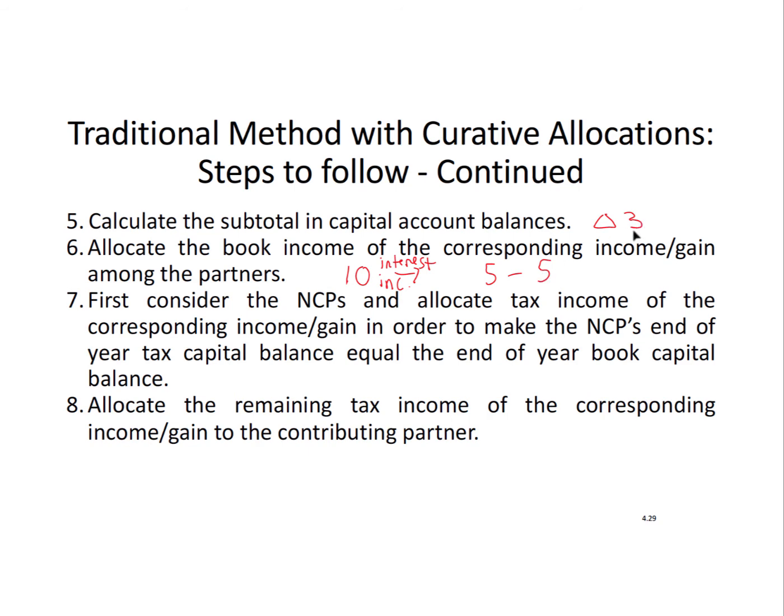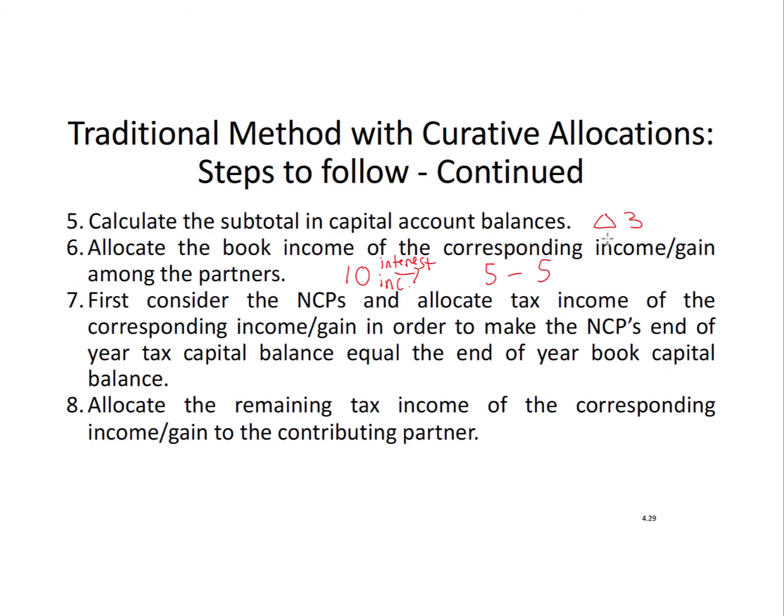So we have this $3 difference. What we do is we reallocate 3 of that income over to the other person. So we first consider the non-contributing partners' amounts and allocate tax income of the corresponding income gain in order to make the NCPs, the non-contributing partners, end-of-year capital account balance equal at the end of the year's book capital account balance. So that's what you're doing.